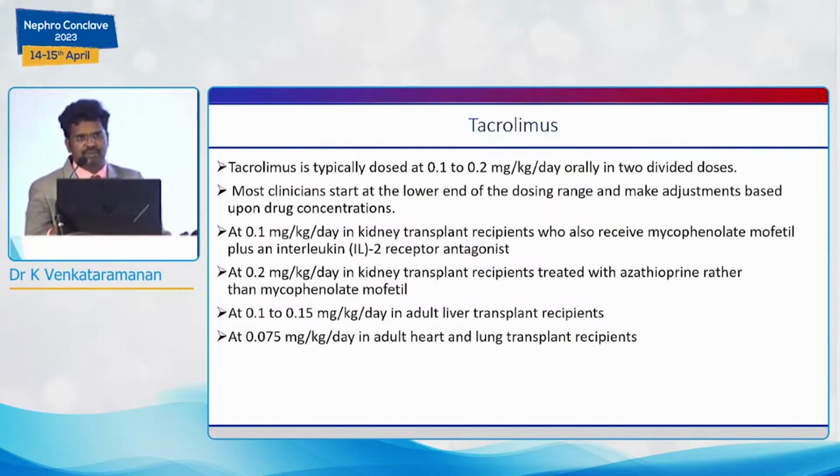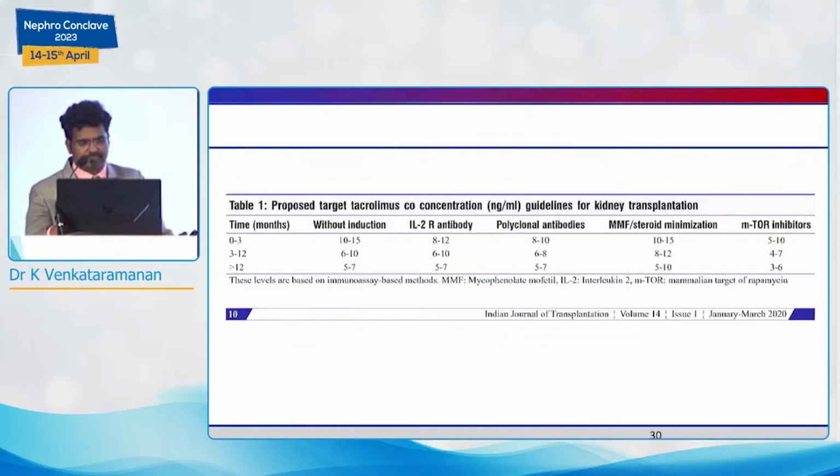If it is an infant, as you know, we normally start at 2 milligram per kg body weight. As Bansal sir is here, this is the article from sir. This is the proposed target level of tacrolimus concentration, whether with induction, without induction, with interleukin-2 receptor antibodies, with polyclonal antibodies, induction therapy with MMF, and with mTOR. Most commonly we maintain initially at 10 to 15, then at 3 to 12 months, 3 to 10, and after 12 months, we maintain at 5 to 7. But whenever there is any rise in creatinine or when you suspect toxicity, definitely you have to do TDM monitoring.